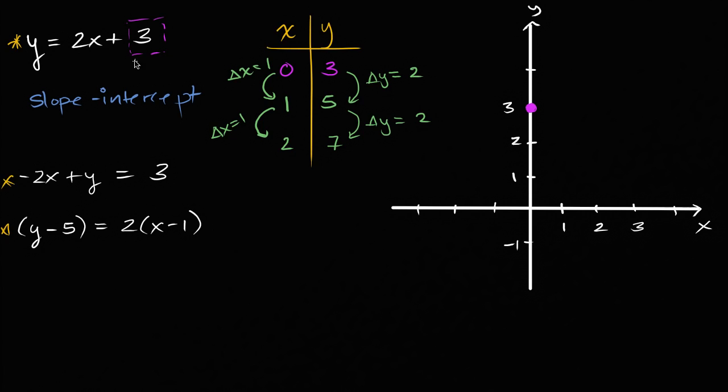So for this linear equation, our change in y over change in x is always going to be 2. Our change in y is 2 when our change in x is 1. Or we could say that our slope is equal to 2. And let's just graph this to make sure that we understand this.